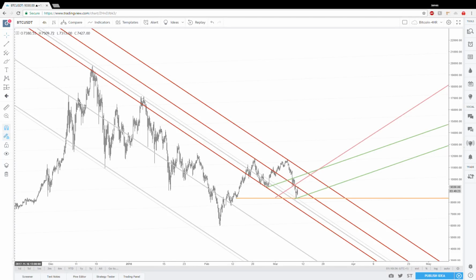Hey everyone, this is James, and it is 7 p.m. Eastern Standard Time, March 9th, and this is my 4-hour chart of Bitcoin. This is BTC USDT, and like I said, this is the 4-hour chart, so every bar represents 4 hours if you're new to the videos.